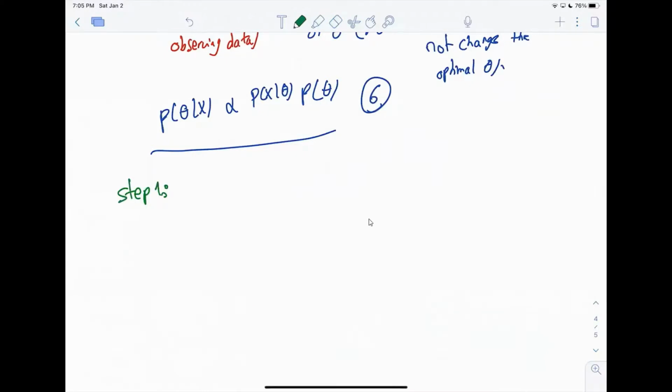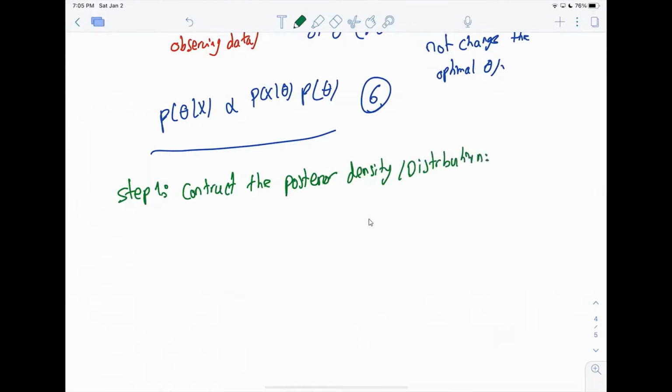Step 1. Construct the posterior distribution, or posterior density. How? Probability of theta given X using this formula. Forget about the denominator, please. It doesn't change anything. You can write it, you can carry it, but it doesn't really change anything.